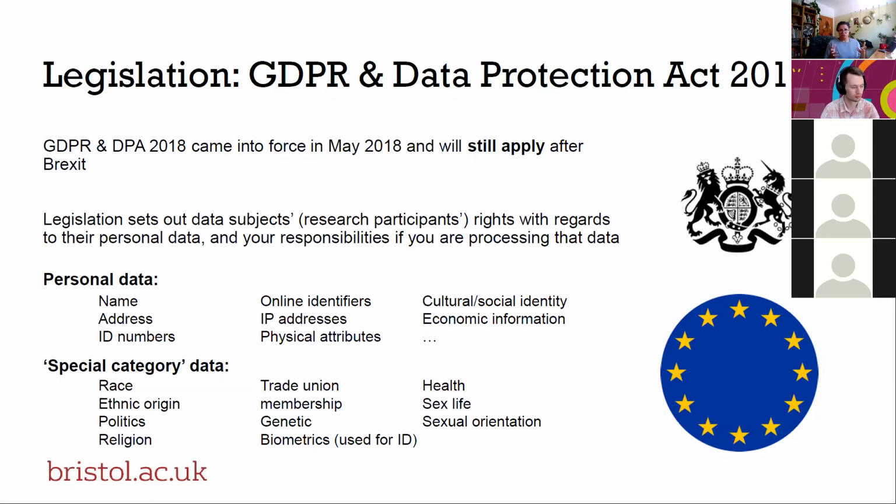What these bits of legislation do is set out your data subjects', your research participants', rights with regards to their personal data and your responsibilities if you're working with that personal data. What we mean by personal data is things like names and addresses, online identifiers, so email addresses, IP addresses, but also economic information, so tax bracket, income. Also things around culture and social identity, what kind of communities people belong to. So it can cover both quite concrete things, like names, and also fairly nebulous things like physical attributes.